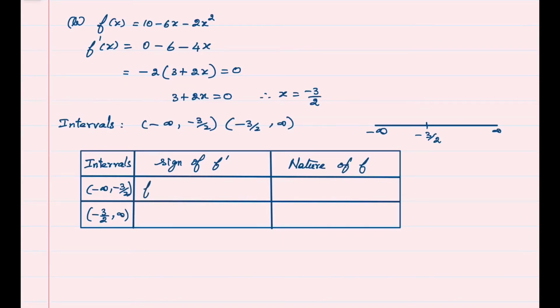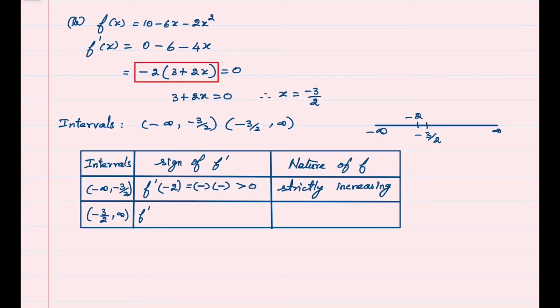From the first interval we will take the value minus 2 because minus 3 by 2 is minus 1.5. So we will take minus 2 and we will substitute in f dash. Minus 2 is negative. 3 plus 2x, 3 minus 4, is minus 1, which is negative. Product of two negative terms is positive. Therefore, f of x strictly increases in this interval.